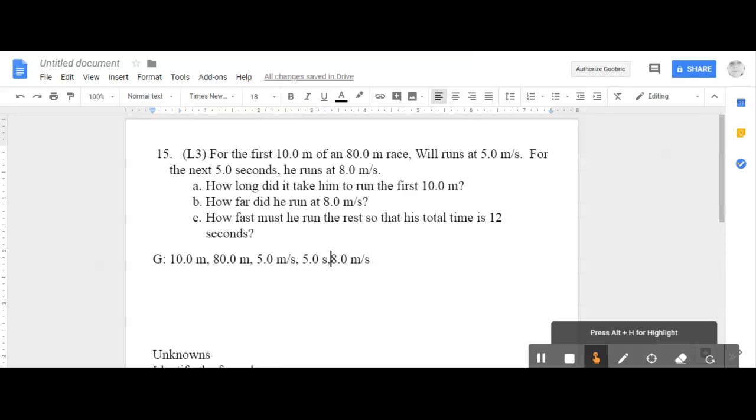You might think, if we're just looking at the numbers we're given and recording them, that this is all we need. But you can already tell the problem we're running into, which is that there are multiple of the same units. We have 5.0 meters per second, and we have 8.0 meters per second. Because of this issue, when you pull out numbers as givens, it's really important that you label them with what actual variable they are.